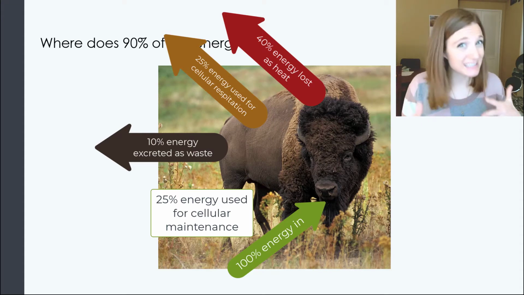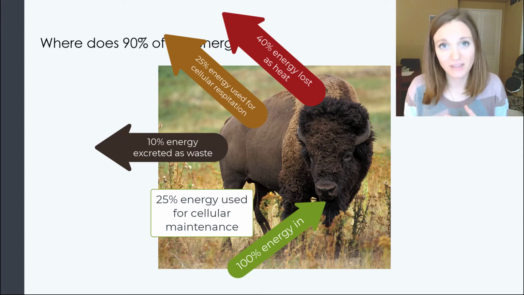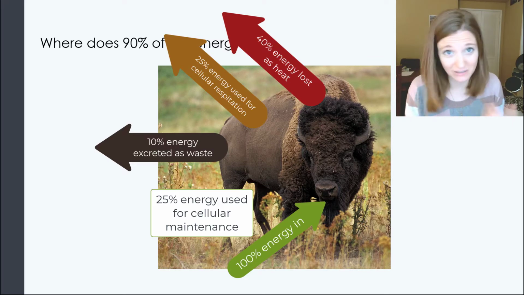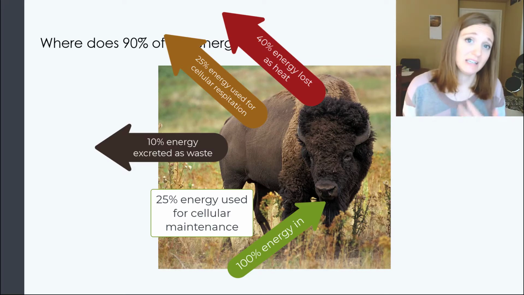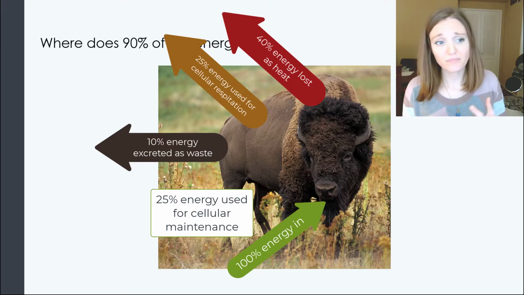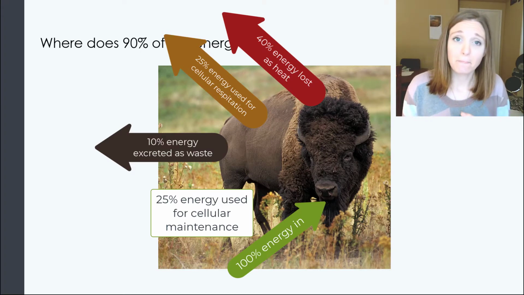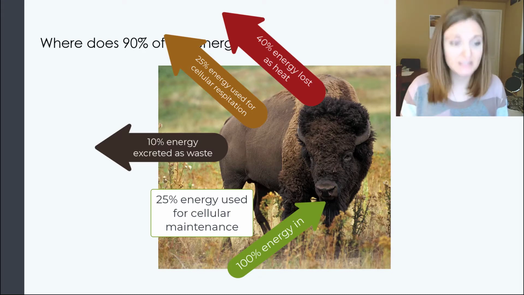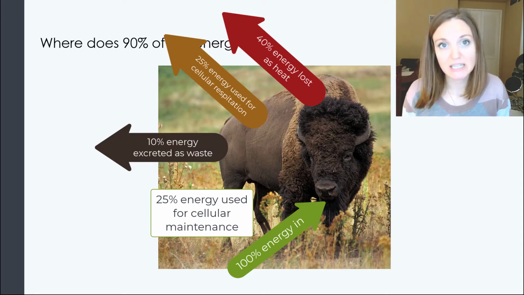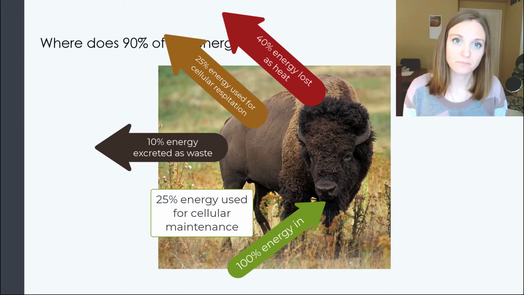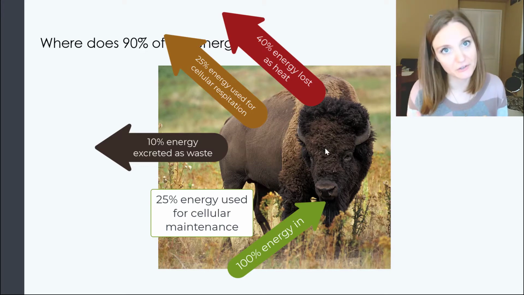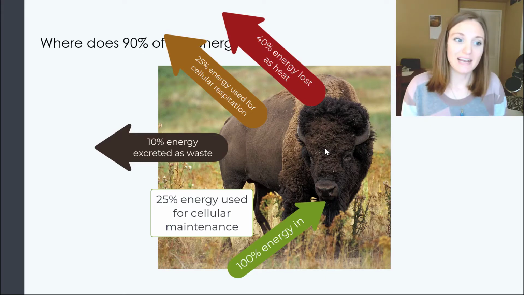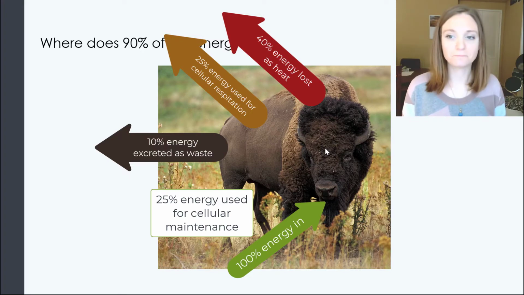Okay, so again, these are estimates, but roughly about 25% of the energy for an organism in general is used to maintain its tissues, growth and development, things like that. About 25% of it is going to be used for respiration. About another 40% of it, roughly, is going to be lost as heat, which escapes to the environment. And then 10% of it is going to be excreted as waste. So that's basically where the energy is going. And so that's why around 90% of it is lost through cellular respiration, through heat, and through waste.